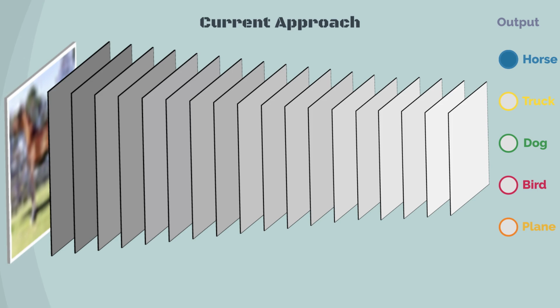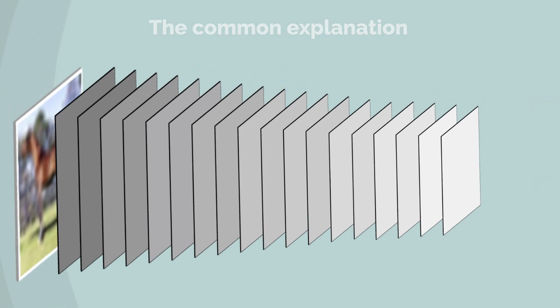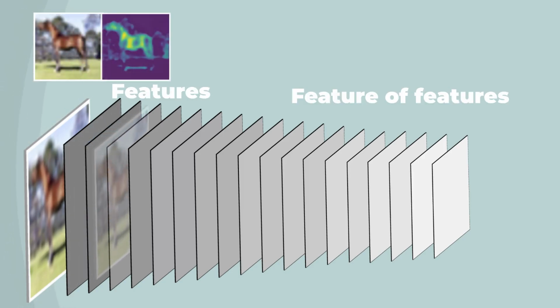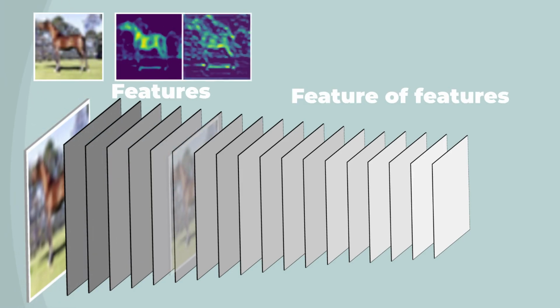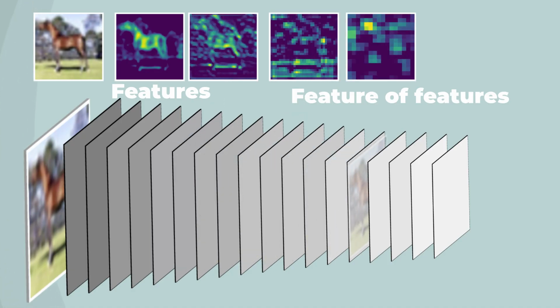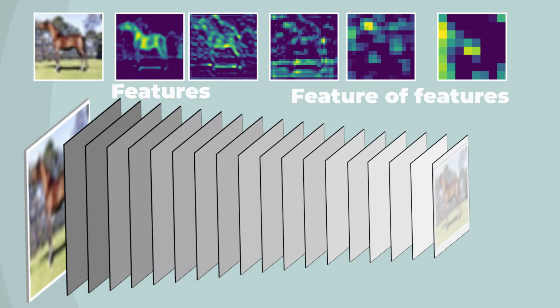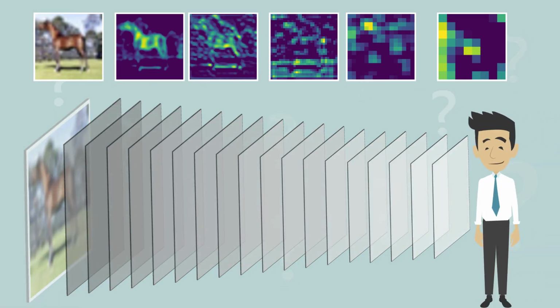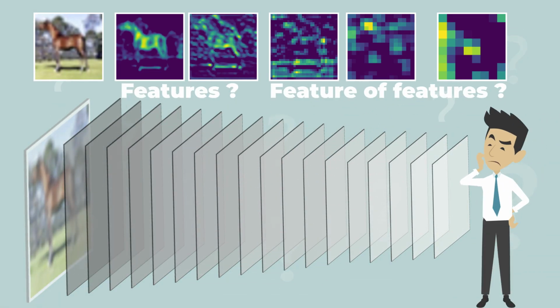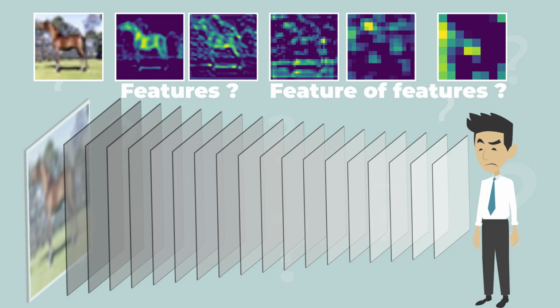But how does it work? The common explanation is that as the image is processed through the network, deeper features and features of features are recovered as it progresses. Yet, those features and features of features are not well defined. So how does deep learning actually work? What is the mechanism that makes it so successful?